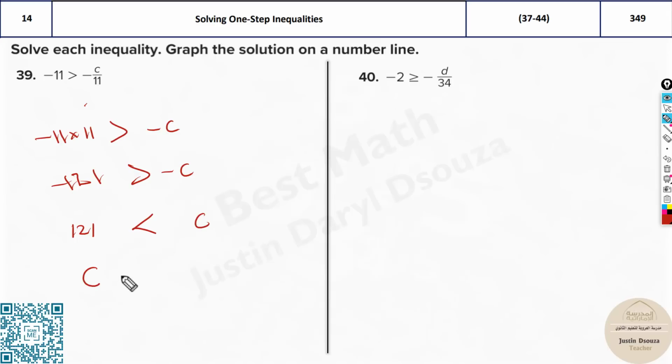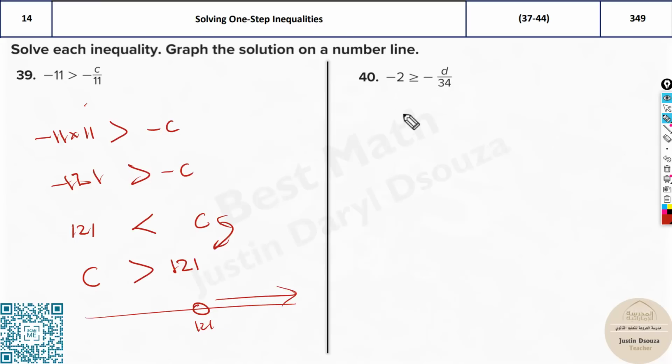c is greater than 121. Both of these read the same. c is greater than 121. So in the graph, a hole at 121 and greater than means to the right.